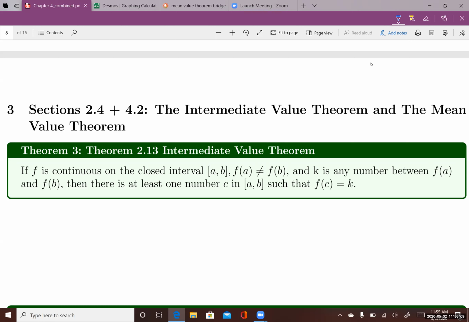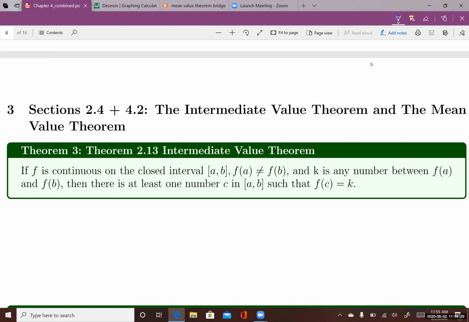So this lecture is about the three important theorems in Calculus 1. The first theorem that we're going to talk about is called the Intermediate Value Theorem. It's Theorem 2.13 in your textbook.